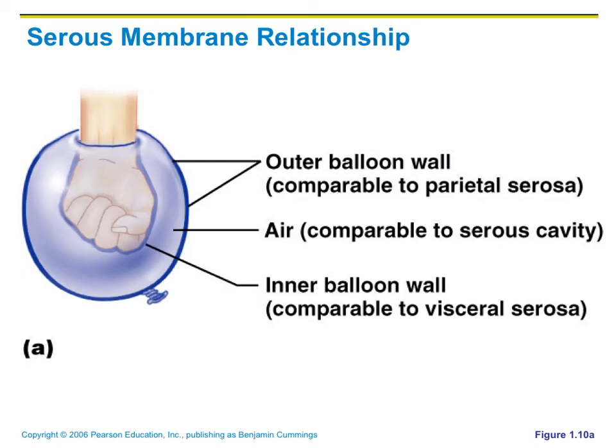So in this example, the serous fluid would be the air inside of the balloon here. The fist would be something along the lines of the heart or another organ. So you have your visceral pericardium if it's the heart, peritoneum if it's the stomach, pleura if it's a lung. You have this tight lining here around the organ, and it's actually continuous with the outer lining, which is lining the cavity wall, which is the parietal membrane.